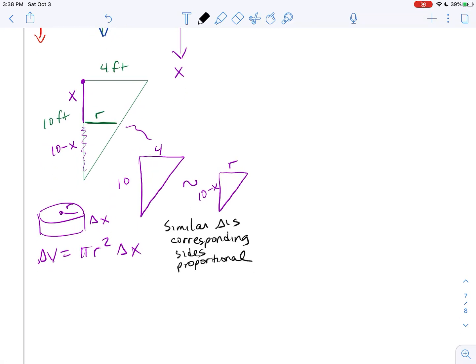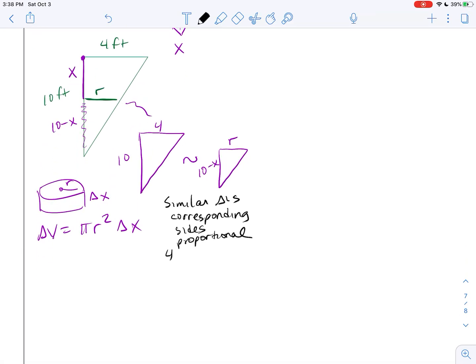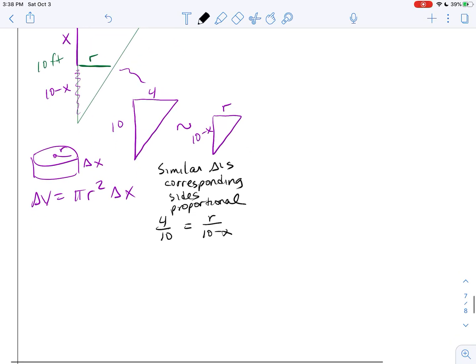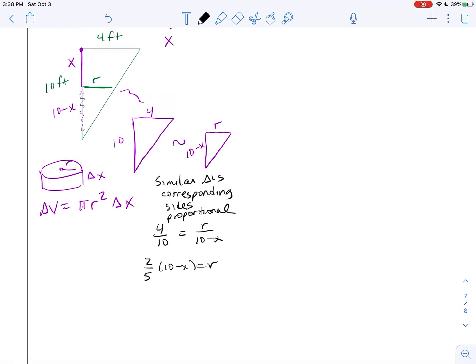And that means I can do 4 over 10 is equal to r over 10 minus x. And now I can solve for r, or you can do 4 over r is equal to 10 over 10 minus x. You can do the same corresponding sides on one side. It's okay. And solving for r, I end up with 2/5 times 10 minus x is equal to r. So now I've got an expression in x for r.